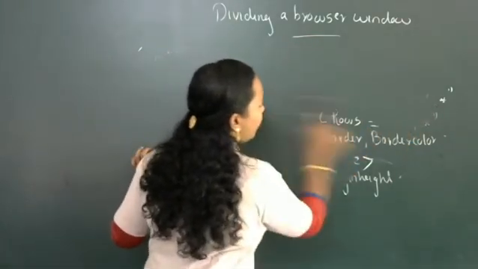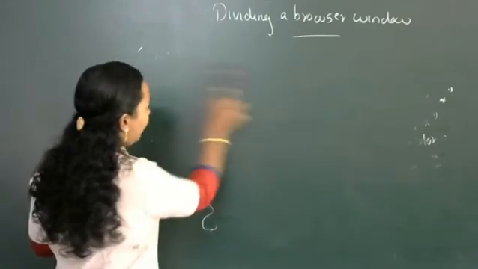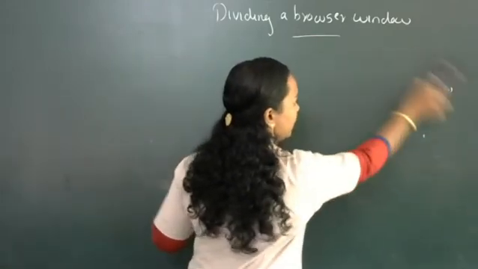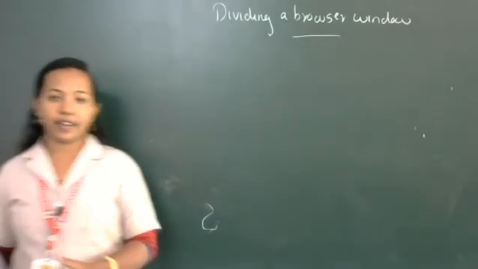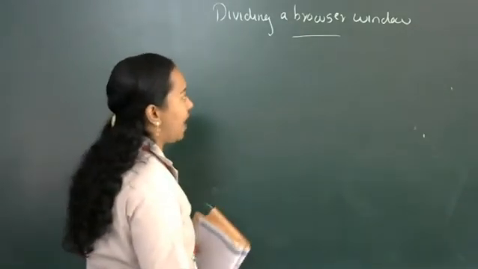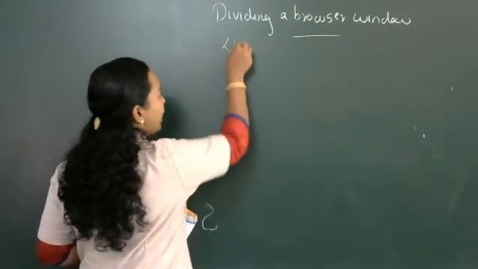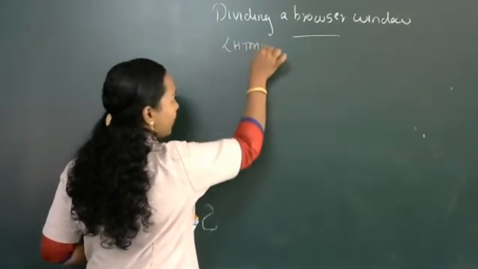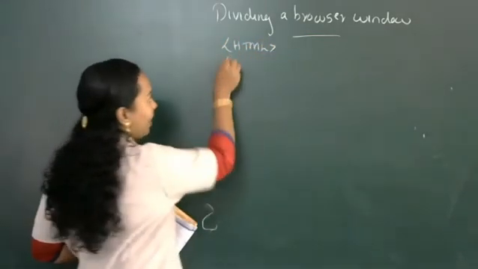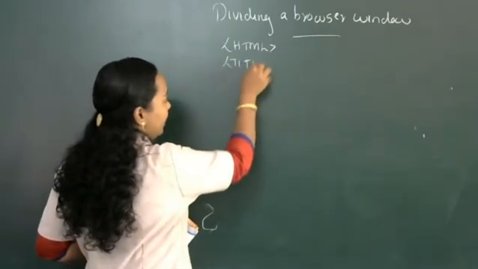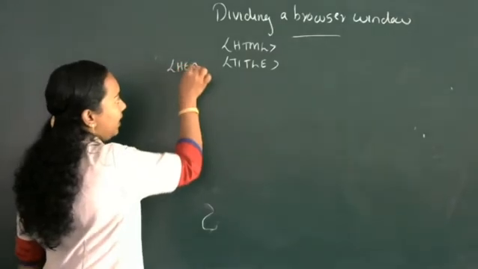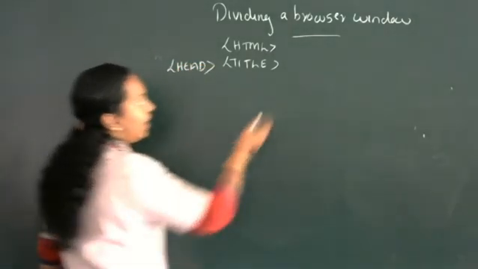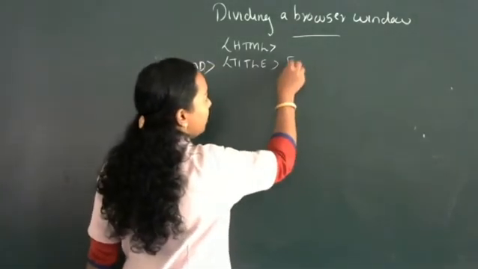So for dividing a web page, we require two tags. What are they? The frame tag and also the frameset tag. Okay, I am going to write a sample HTML program. All HTML programs start with the HTML tag. Then the head tag, and the title tag inside it.